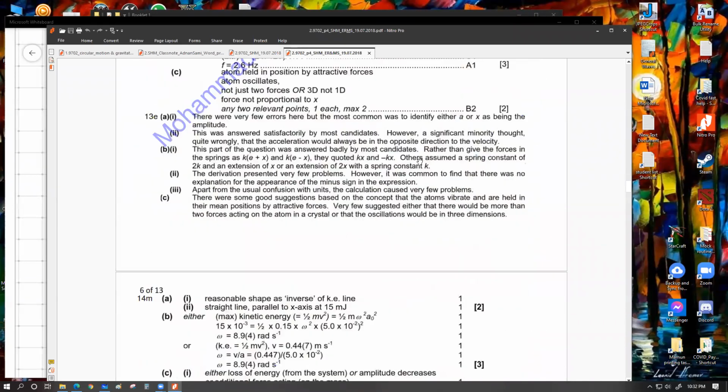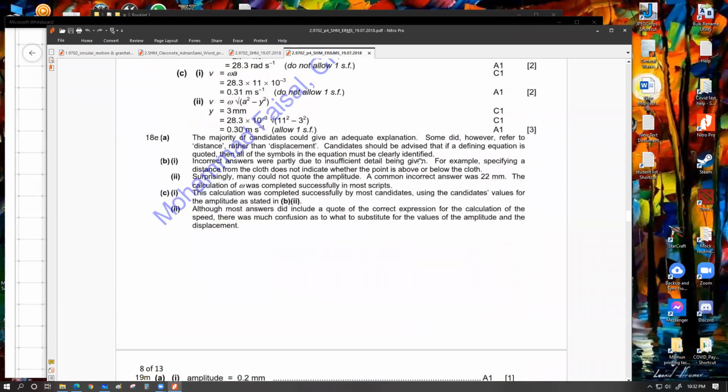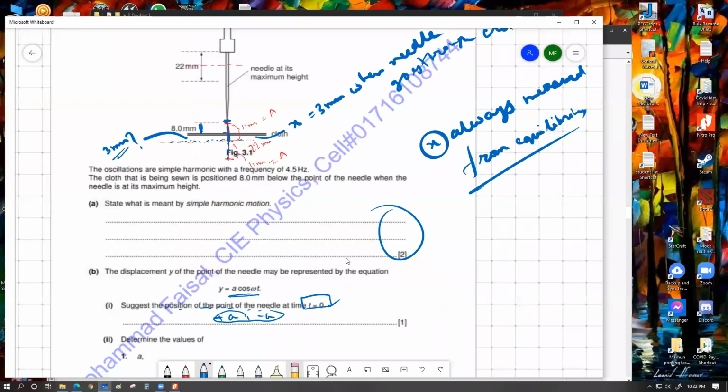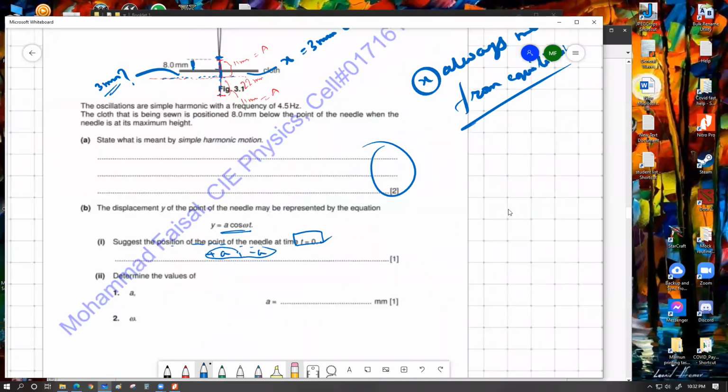Page down. Question number 18: maximum or minimum height, 8 millimeter above cloth or 14 millimeter below cloth. Okay, yeah, I actually got the correct response. Beautiful. Determine the values of a and omega.